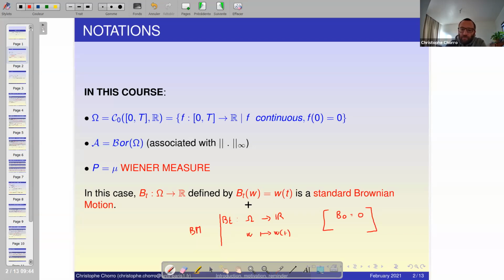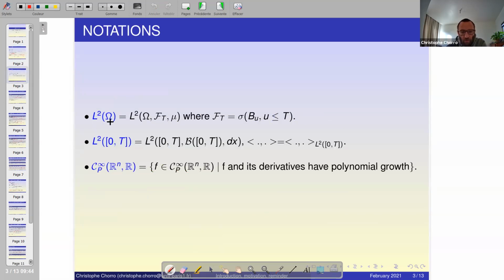In particular, according to the definition of omega, B_0 is equal to what? B_0 is the mapping that associates to w the value w(0), and I know that w(0) is equal to 0. So I have a Brownian motion that starts at 0. And I know that under mu, this mapping is a Brownian motion. It's the way to define the Brownian motion in this course. And you are going to see today that it will simplify some computations a little to consider the Brownian motion this way.